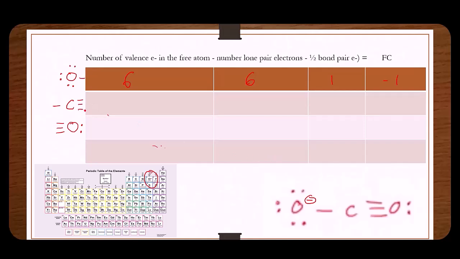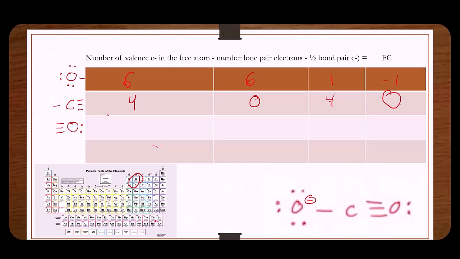For the next atom, we have carbon. So the number of valence electrons in the free atom can be found on the periodic table. And it's in group 4, so the free atom has 4 valence electrons. Next, we have the number of lone pair electrons, and it has no lone pair electrons. And it has 4 bonds, and each bond has 2 valence electrons, so that would be a total of 8 valence electrons. And we take half of those, so that would leave us with 4 valence electrons. And 4 minus 0 minus 4 equals 0, so we don't have to put anything on the carbon atom.